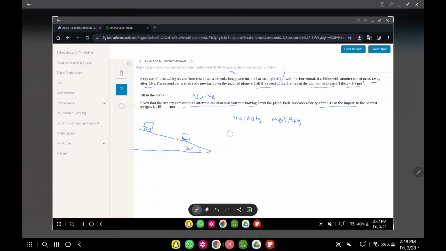So you could say the time accelerating is 3 seconds. Why? Because this car accelerated down, right? It moved down. Obviously, it's speeding up because it's moving down a hill.